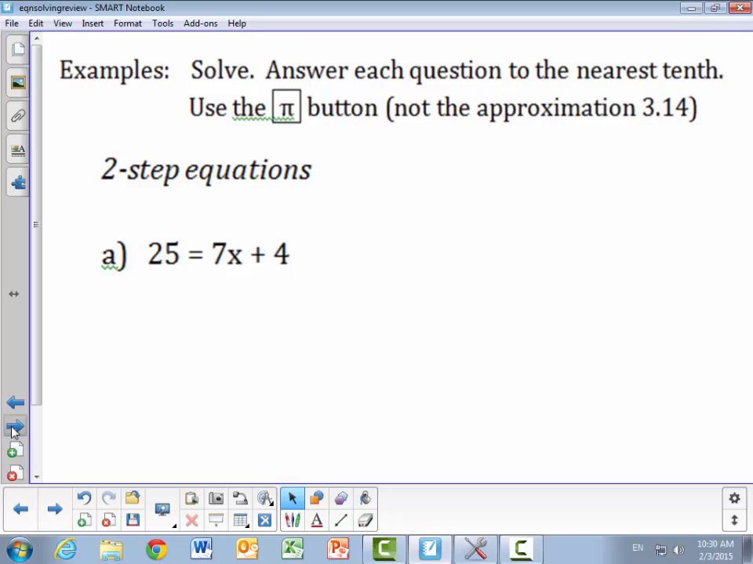First off, one thing to be sure of is whenever you come across pi in the entire course, you want to use your pi button on your calculator. So see if you can find that instead of using 3.14.